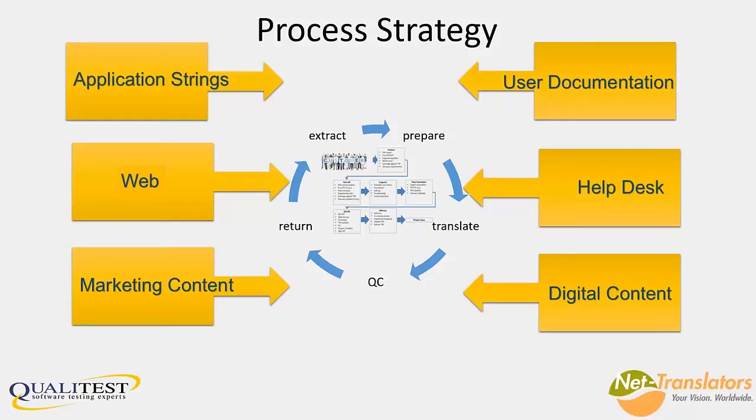The second circle is the basic outline of what happens to the content, and this includes the identification and extraction of the content, the preparation of the content, translation, and quality control, and finally the implementation of the translations into their proper place. The final circle is what happens inside at the vendor.